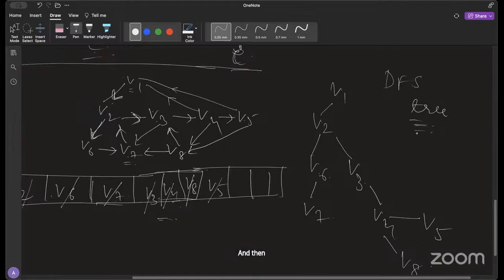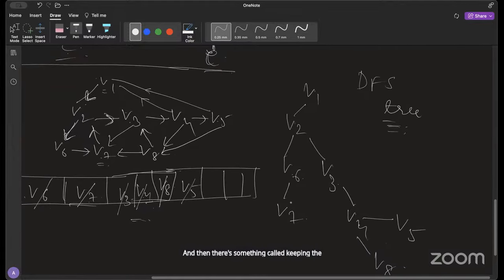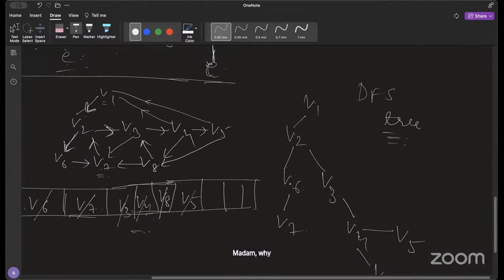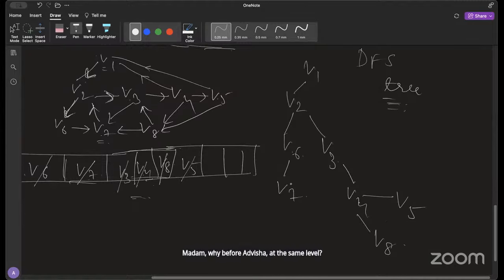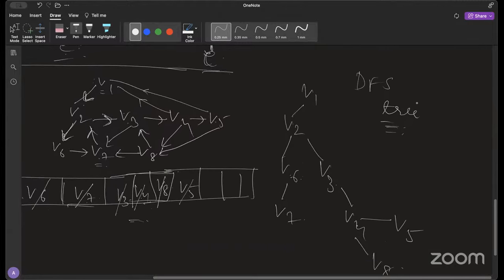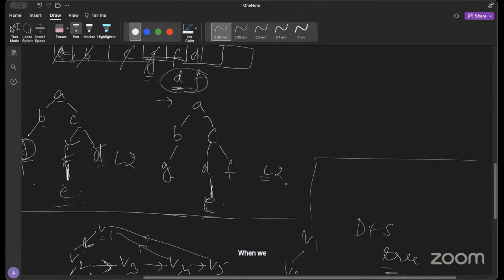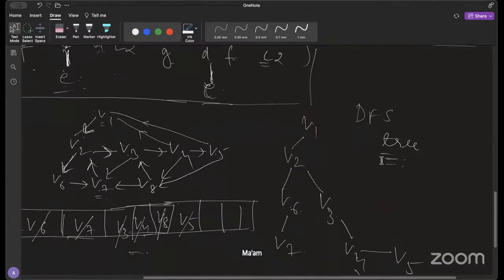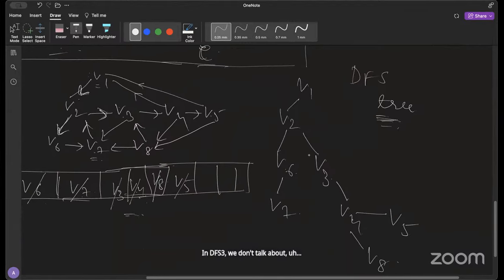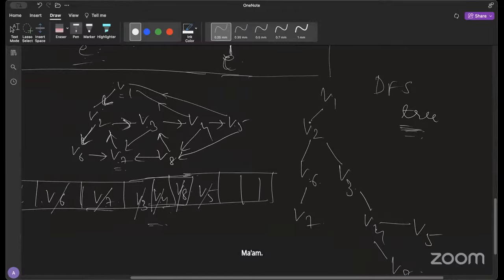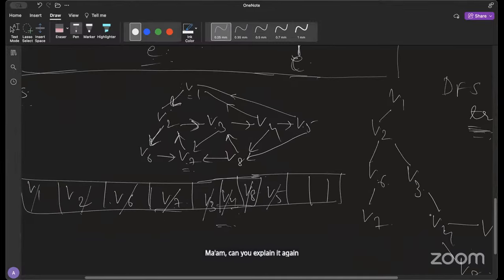And then there's something called keeping the counters for each vertex. Madam, why are V4 and V5 at the same level? So we don't have the concept of levels here. That was for the BFS approach. When we talk about levels, level 0, level 1, this is for BFS only. In a DFS tree, we don't talk about levels. Ma'am, can you explain it again, please? The tree part or the stack one?